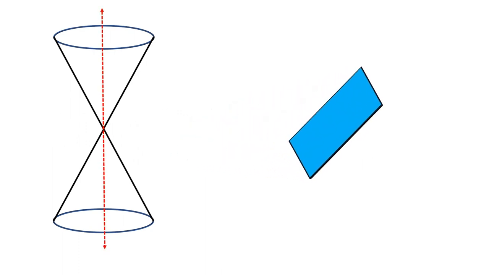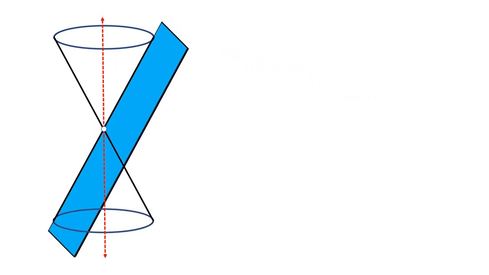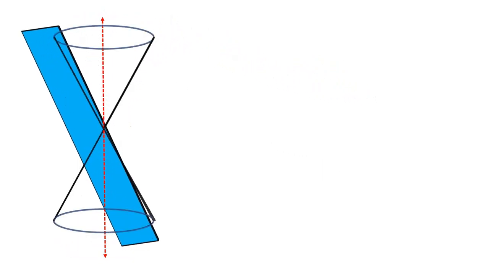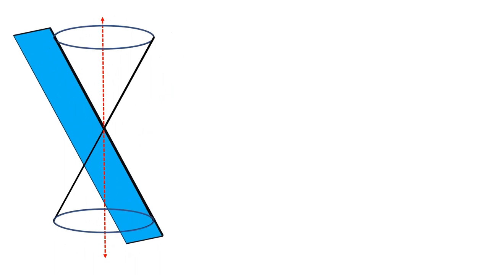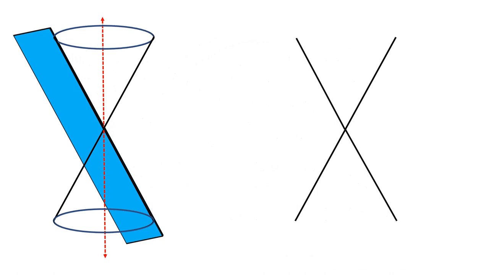For the next and final case, the plane will not intersect the cone. It will be tangent to one or both generators of the cone, like this. And what do we get? We get a pair of intersecting lines.